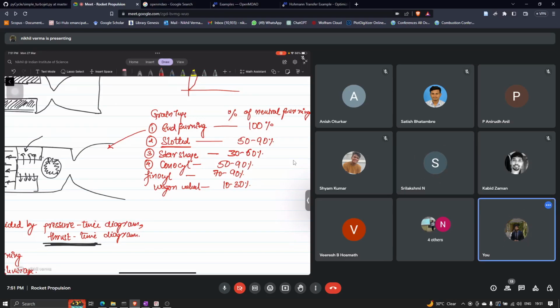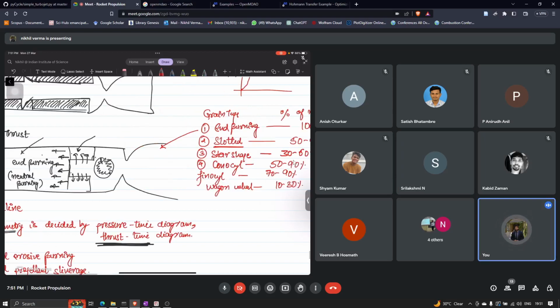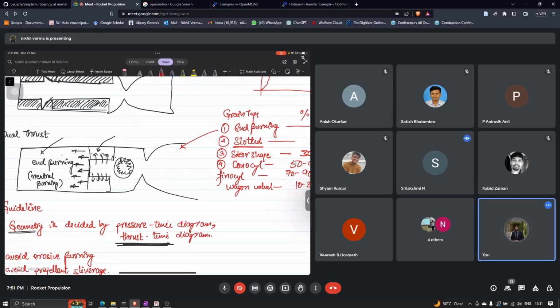Average, because your burn rate will eventually change, depending on the pressure and the grain surface, the grain geometry. Correct. If you have neutral burning, your pressure is almost constant throughout the burn time. I think this is for progressive burning. Okay, progressive, then I think you have to integrate and divide it by the burn time. That is the average, right?